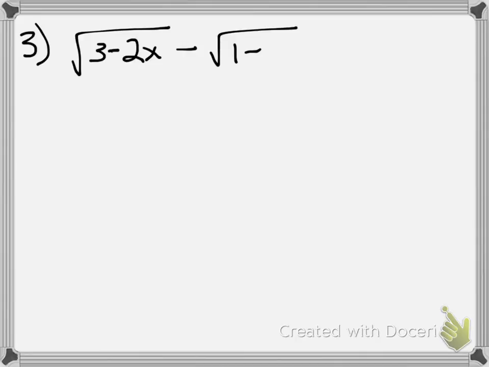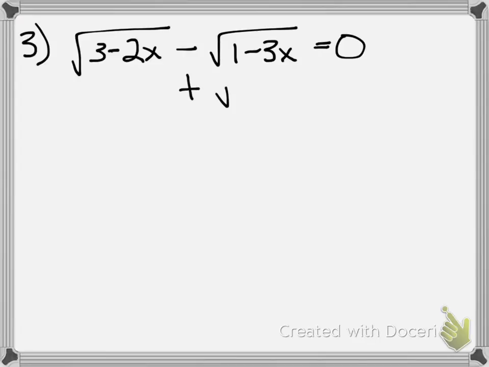Okay, so moving on to that next example, number 3. Here I have the square root of 3 minus 2x minus the square root of 1 minus 3x, and that equals 0. So remember, the first rule is to always isolate the radical. Well, what you'll notice is we have two sets of radicals.